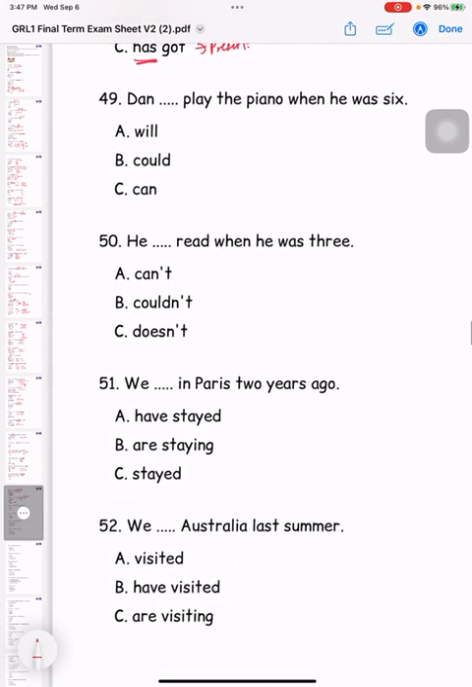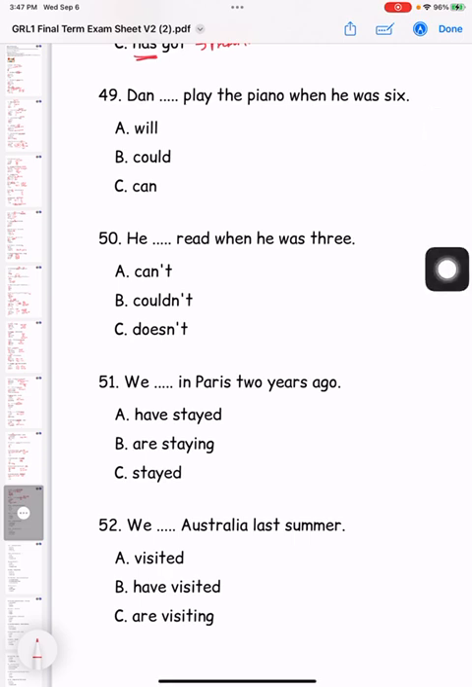Okay, so look at 49. Dan played the piano when he was 6. Okay, so that means when he was 6. Same thing, was in the past as well. How do you know? Because was. Okay, was shows the actions that happened in the past. The present tense will be is or am or are, right? So this one was talking about the action in the past. So which one should be in the past? Can? Nope. Can is 可以 but in the present. Will means nope, future. Okay, so the only thing is could. Could also means 可以, but when we are talking about the action in the past, then we use could.